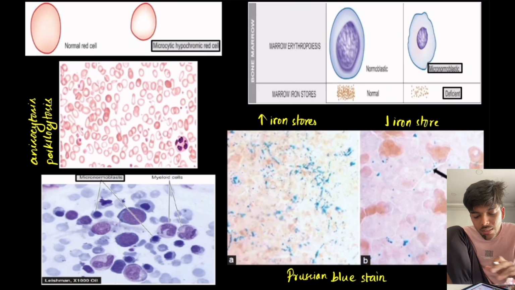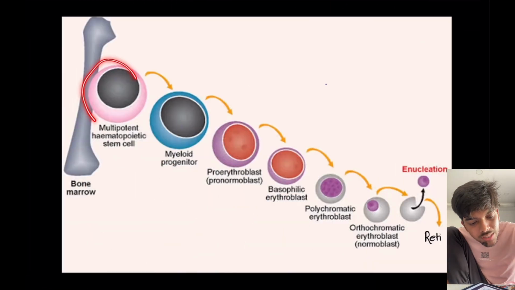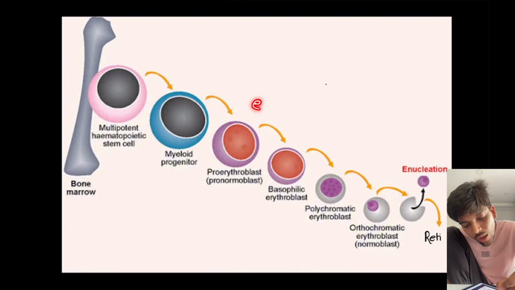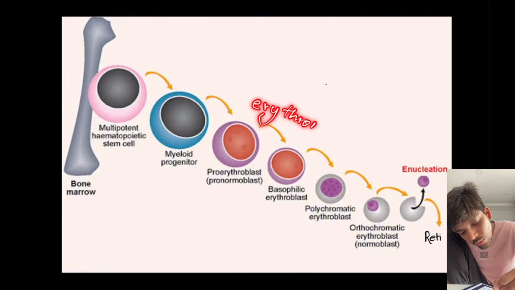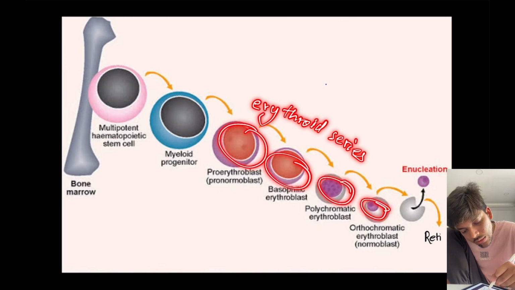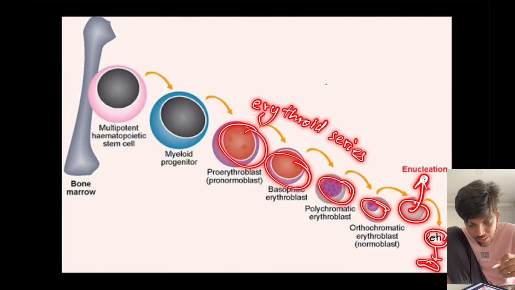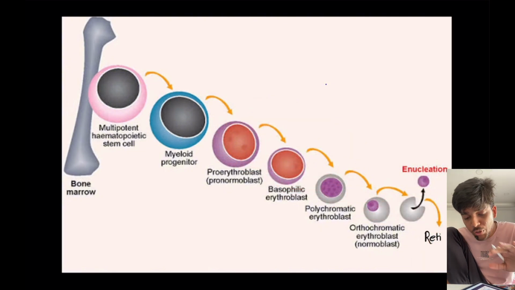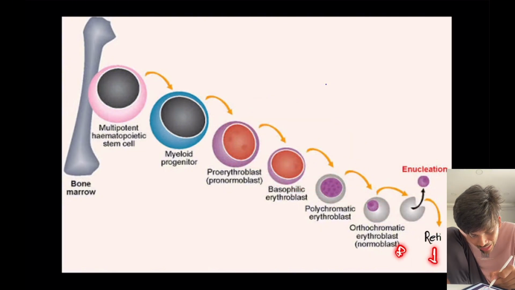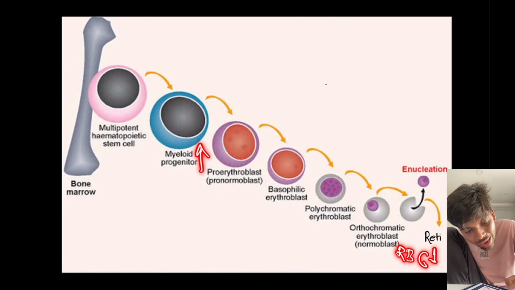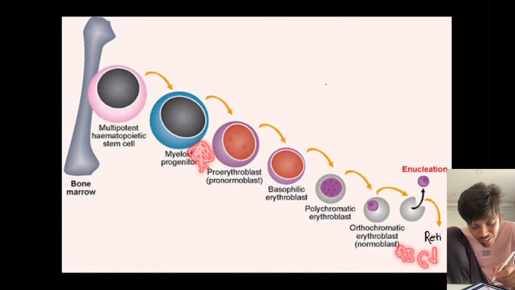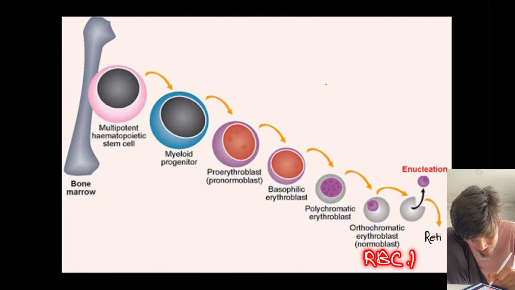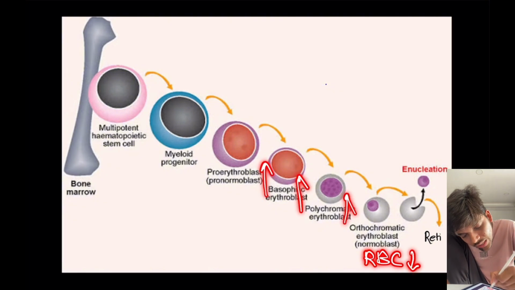So during formation of RBC, what happens? There's your stem cell. From this stem cell, myeloid progenitor cell is formed. Then you have your erythroid series, which contains a series of cells, and finally the nucleus comes out, reticulocyte is formed, and RBC is formed. So due to decrease in number of RBC, there is increase in number of erythroid cells.